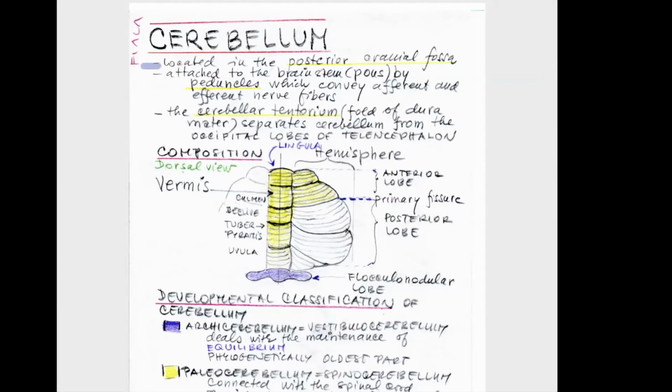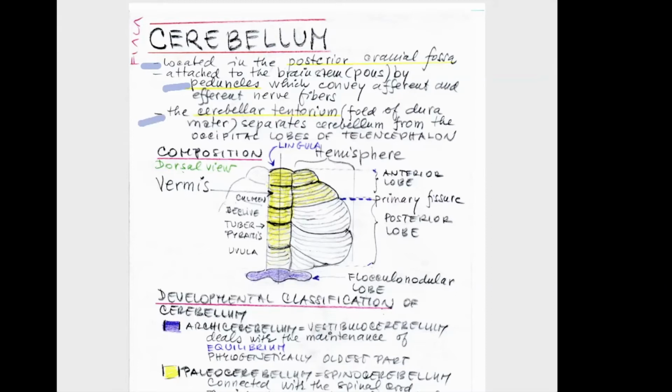We all remember that the cerebellum forms 1/10 of the whole brain, so that means it weighs around 140 grams. It's located in the posterior cranial fossa, and it's attached to the brainstem by peduncles. Peduncles, we remember them. They were drawn in the cross sections as white areas. That means that they consist of the ascending and descending neurons passing from the cerebellum to the different parts of the brainstem, and vice versa.